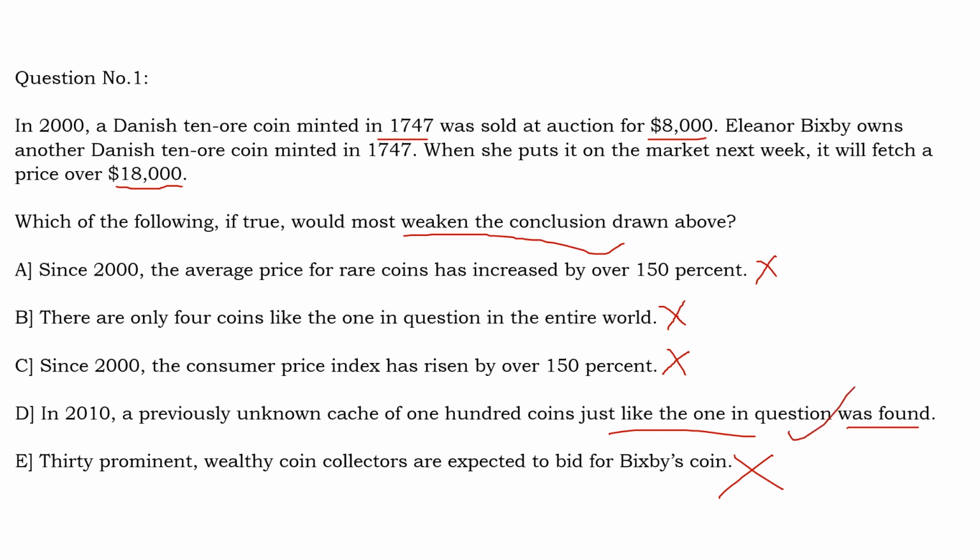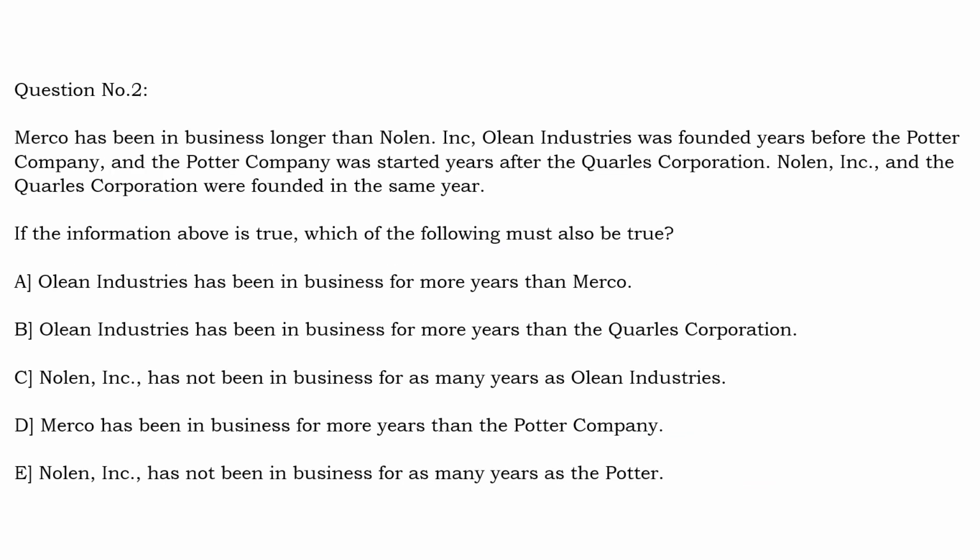So the very clear correct answer that weakens the conclusion is option D, which reduces the value of the coin because of the presence of hundreds of such coins. That is why she is not going to get the value that she is expecting to get in the bid next week. So option D will be your answer. Hope you have followed the logic. Now go to the next question.